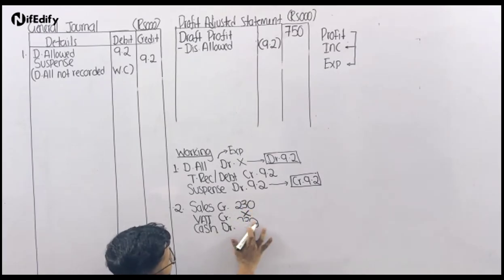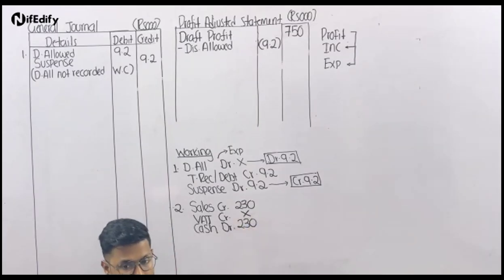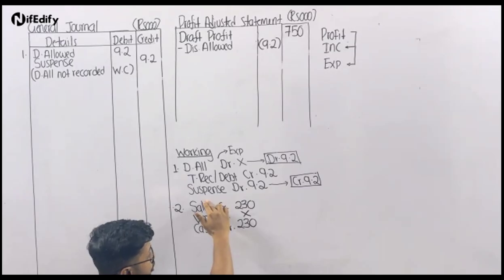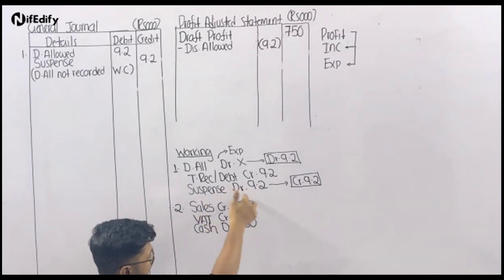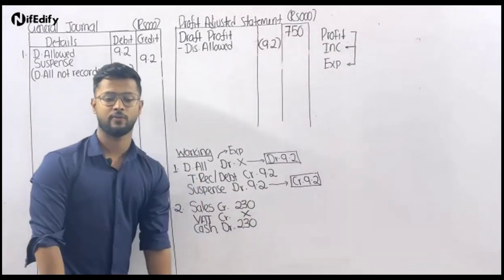Do you understand the problem? First of all, as I already told you, be like a doctor. You should try to figure out the problem first. Diagnose the issue first. Now we have diagnosed the issue. What's the problem? Sales account should have been credited by 200, but it is actually credited by 230. VAT account should have been credited by 30, but actually it is not credited by anything whatsoever. In the cash account, we've got no issues.